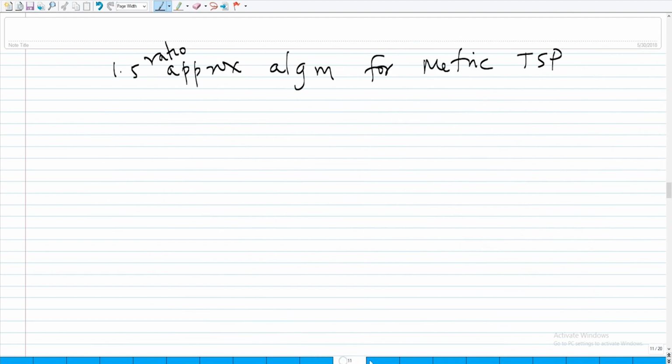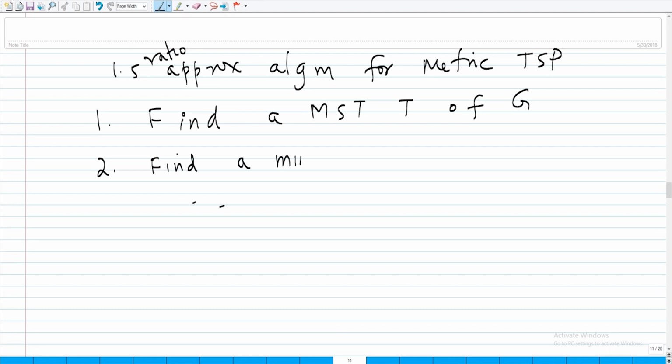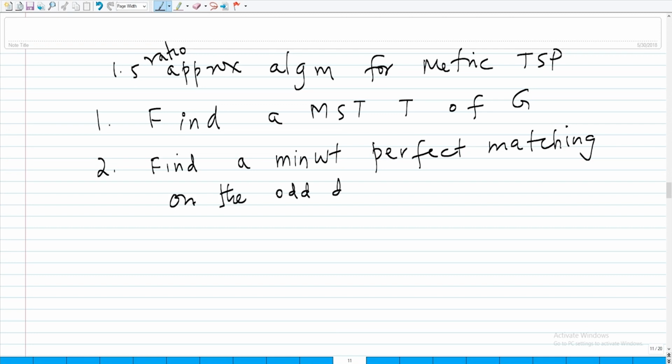So, step 1, find an MST. Step 2, this is an algorithm you have not seen, but you just have to believe me. Find a minimum weight perfect matching on the odd degree nodes of T. Let us call this M.